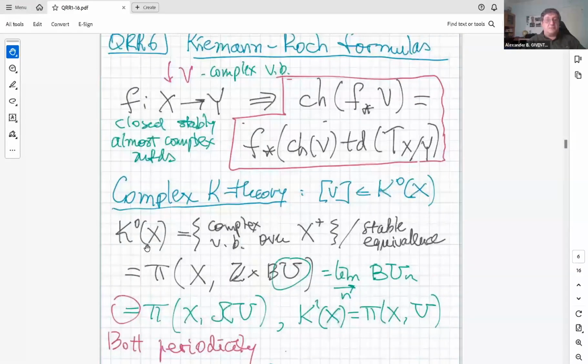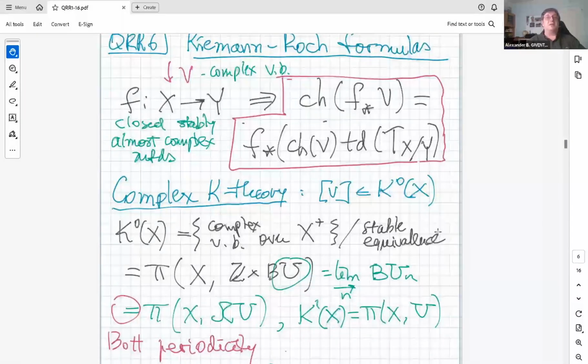Now, what's complex K theory? Actually it's not written here, but X needs to be a finite cell complex. That means a CW complex with finitely many cells, then K upper naught of X is the following thing. It's equivalence classes of complex vector bundles over X plus, X plus one point added on the side. Topologists like spaces with base points, and X doesn't have a base point, so you add that base point on the side separately. But so, complex vector bundles on X plus, equivalence classes with respect to stable equivalence.